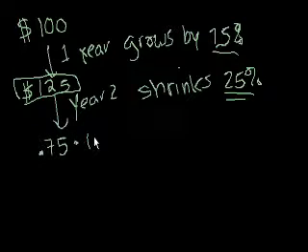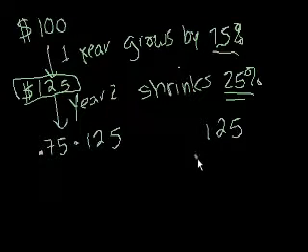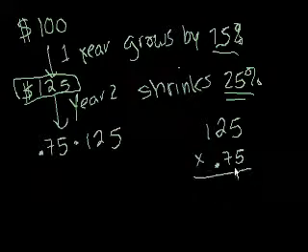0.75 times 125. So let's work that out here. 125 times 0.75. And just in case you're confused, I don't want to repeat it too much, but if something shrinks by 25%, it is now 75% of its original value. So if 125 shrinks by 25%, it's now 75% of 125, or 0.75 times 125.